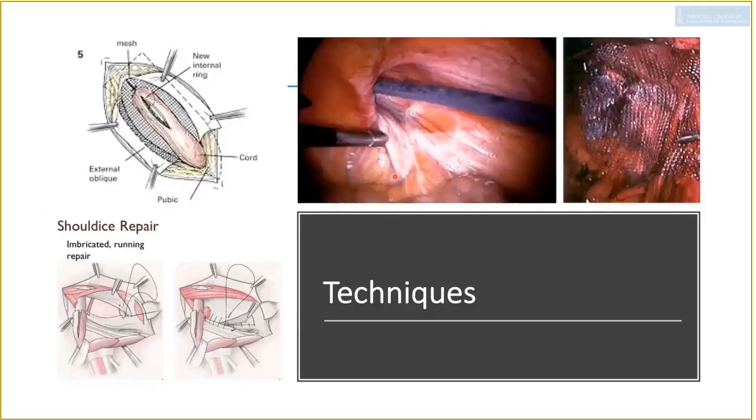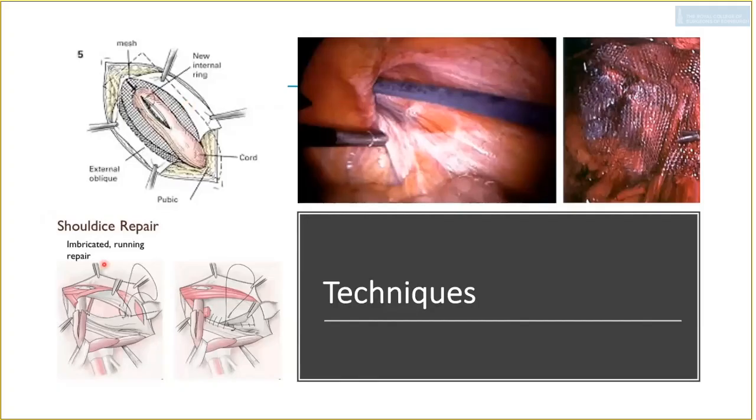Just very briefly, the techniques, just to make you aware more than anything. Very commonly, open repair is done with a mesh, which we call a tension-free or a Lichtenstein repair, and it's probably the gold standard repair nowadays. It's got good results and low rates of recurrence.